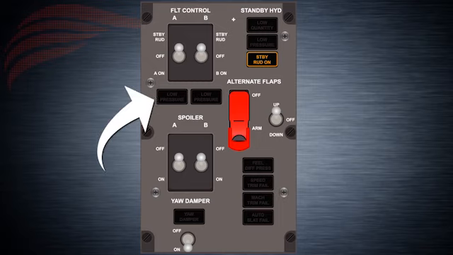The flight control low pressure light is a warning switch that gives an amber light indication when there's low hydraulic system A or B pressure to the flight control system. The low pressure light only operates when the flight control switch is in the on or off position.